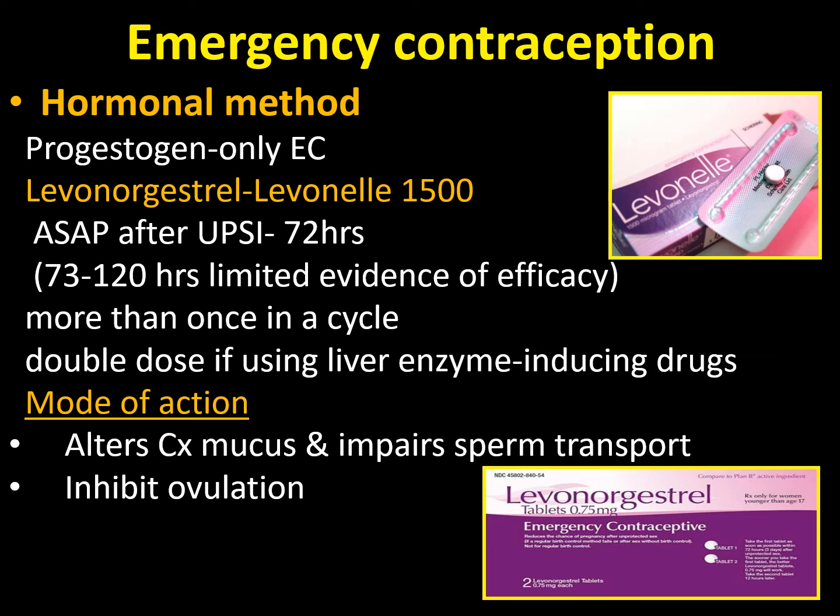Emergency contraception can be either hormonal or non-hormonal. Hormonal include progestogen only, Levonelle 1500, which contains levonorgestrel. This should be taken as soon as possible after unprotected sexual intercourse and up to 72 hours. It can be taken a bit later, up to 120 hours, but with limited evidence of efficacy.